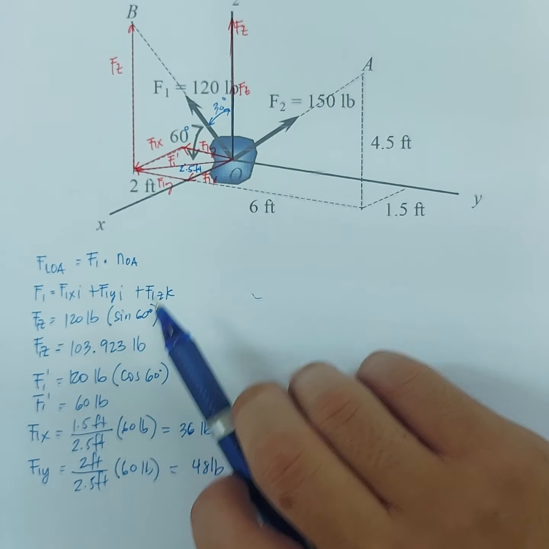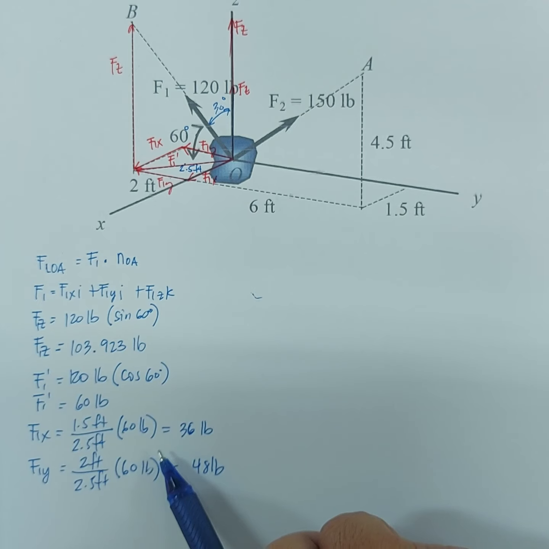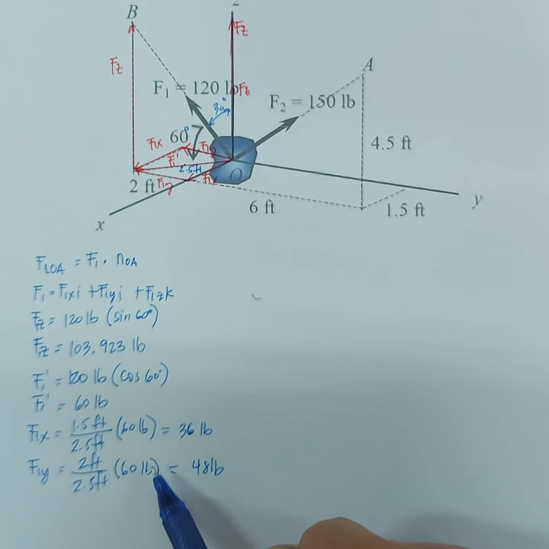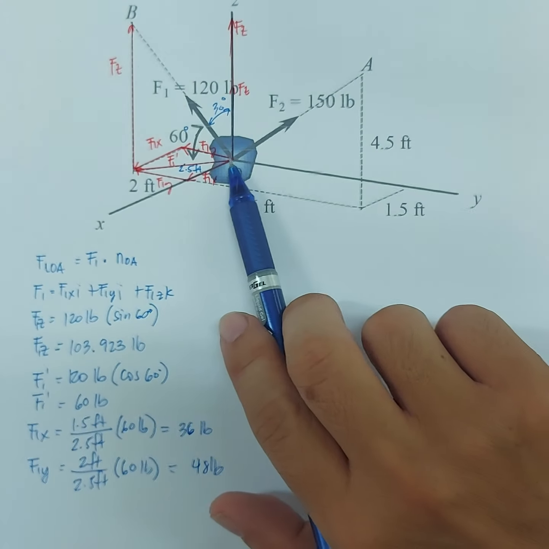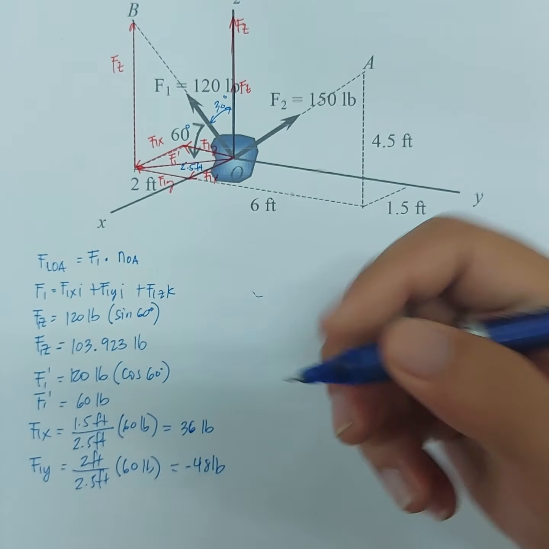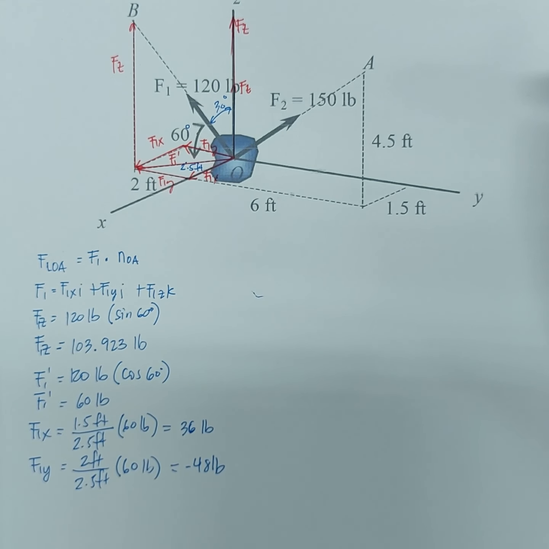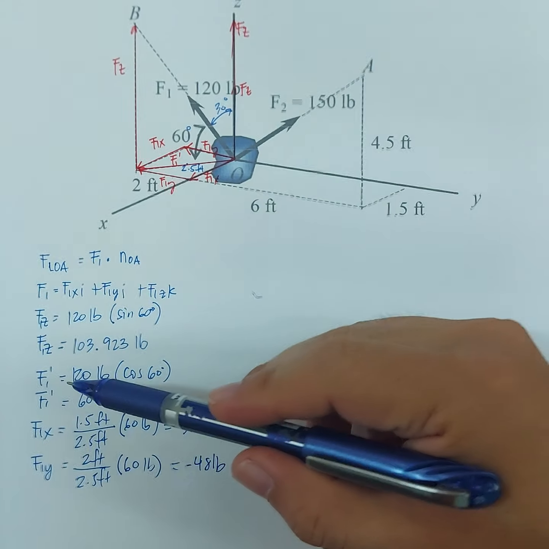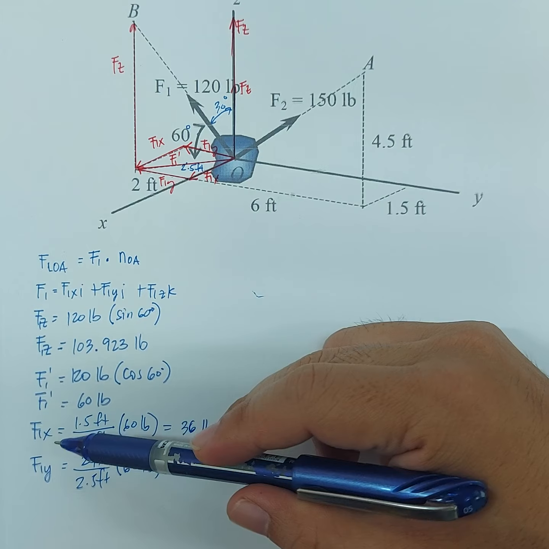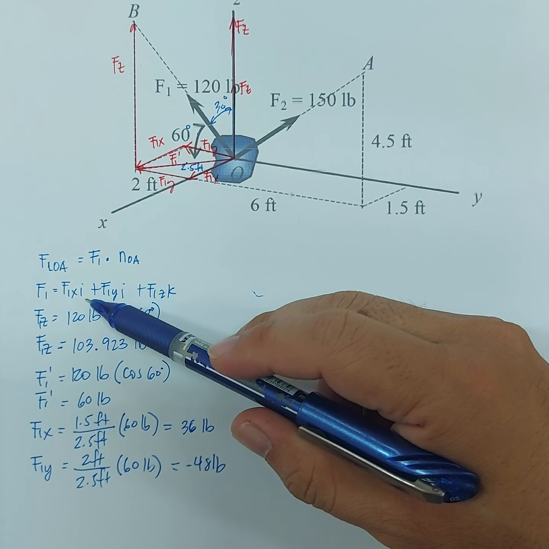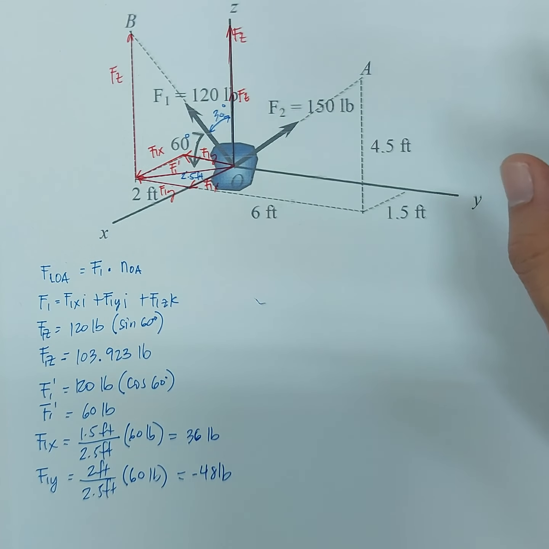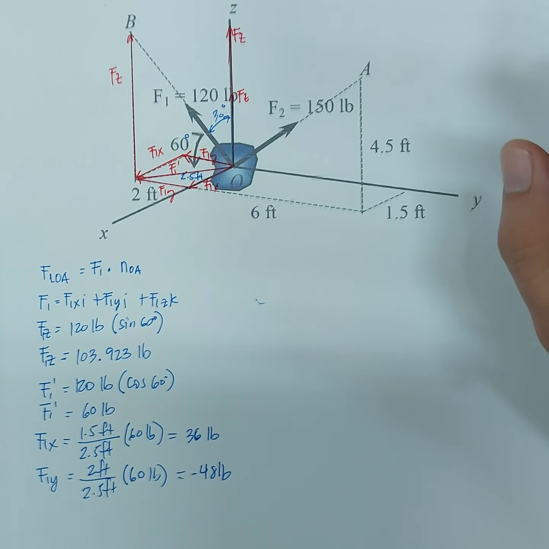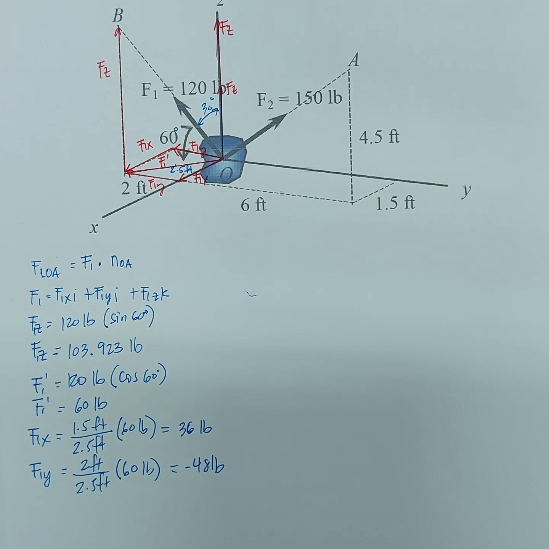F1z is upward, so positive. F1x is pag ganito, so positive siya. F1y is directed to the left, sa may likod, so that should be negative 48 pounds. Okay, so pag alam na natin yung F1x, F1y, F1z, we can simply identify or write the Cartesian vector form of F1. So what is the Cartesian vector form of F1?